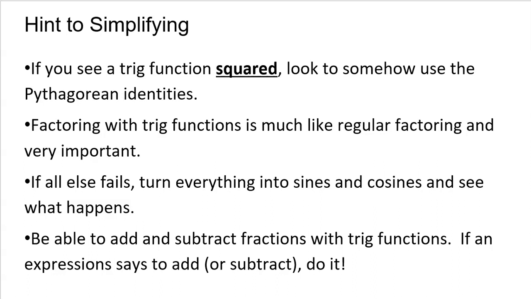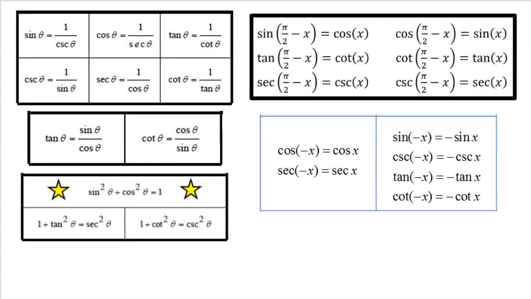Another thing is if all else fails, if you're just staring at a problem and you have no idea where to start, try turning everything into sines and cosines and see what happens. They might be like, well, what? Turn everything into sines and cosines? Yep. Look at the reciprocal identities. Cosecant can be turned into 1 over sine. Secant can be turned into 1 over cosine. Tangent can be turned into sine over cosine. Cotangent can be turned into cosine over sine.